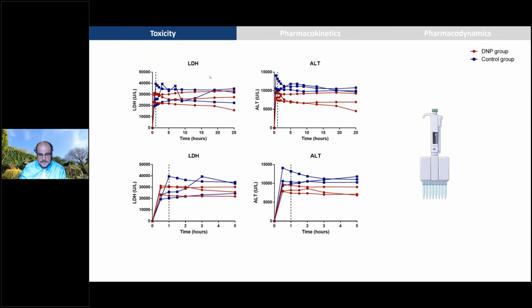Looking at measures of cellular death, we had looked at LDH and ALT in the liver, and we saw that these were similar, not statistically significantly different between the different groups over these time periods. And when we looked similarly at biopsies for histology, there were no differences in the 2 groups.